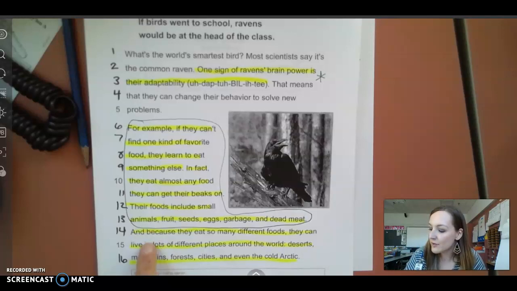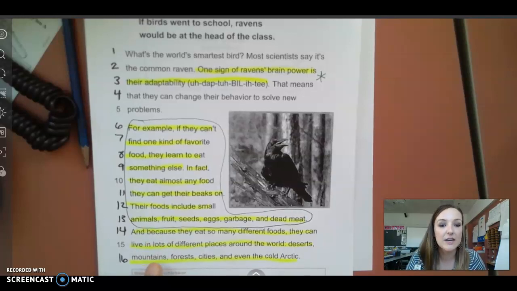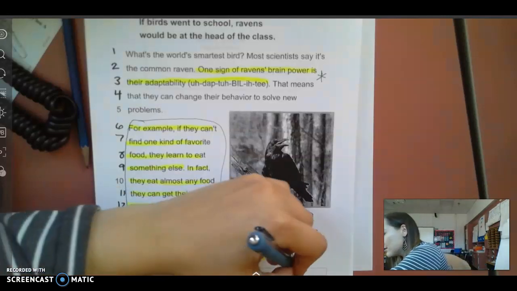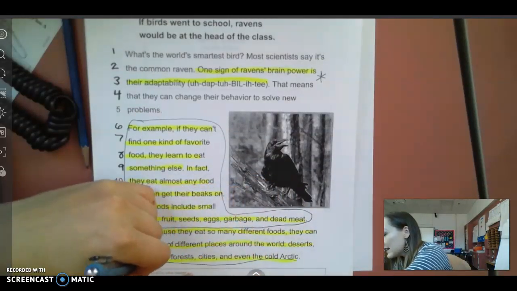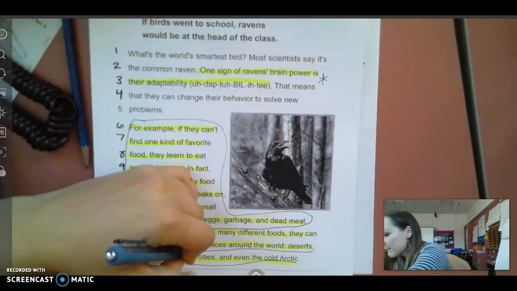And then the last 3 lines that we highlighted, we're going to underline. So for our conclusion, we're going to underline those lines. So use your pencil. You may have already done that, and that's fine if you have.